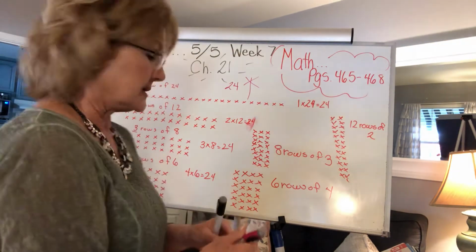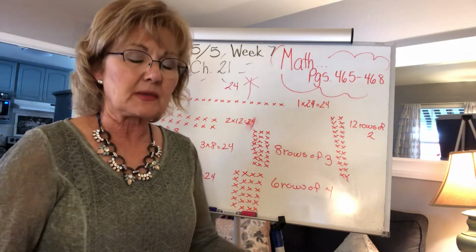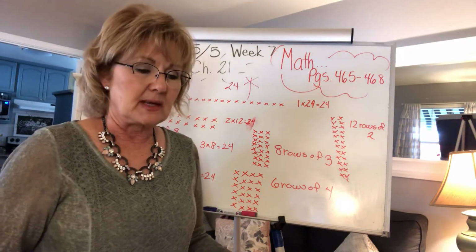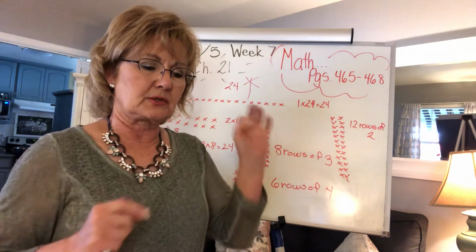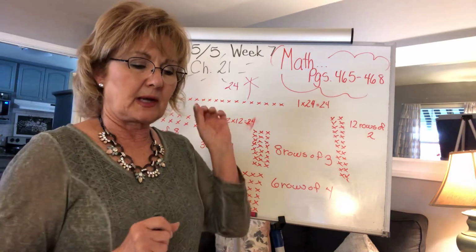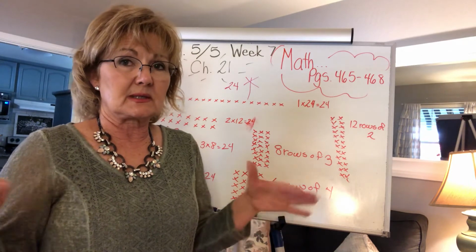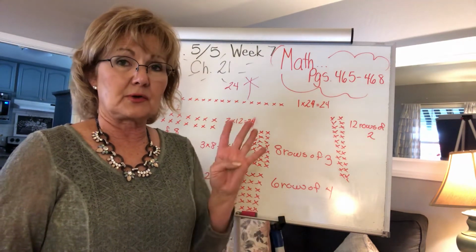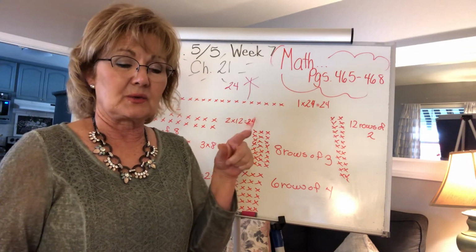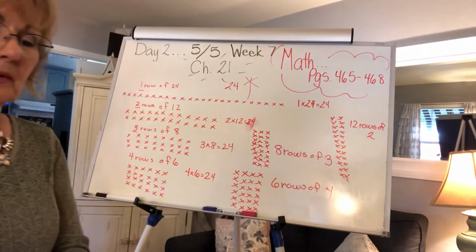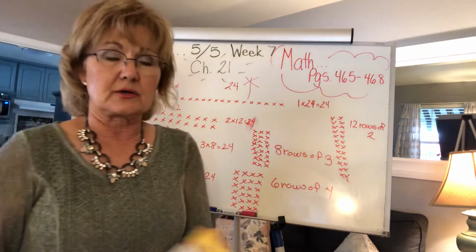Okay, I'm exhausted. So look at page 466. This is a show what you know. You're going to draw 4 groups. You're going to put 2 dots in each group. And you're going to count by 2s. 2, 4, 6, 8. And then what's your multiplication sentence? If you've been following along, it's 4 groups times 2, right? Equals. So do the show what you know by yourself.